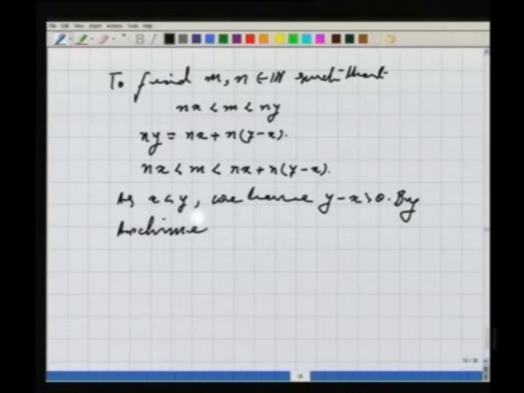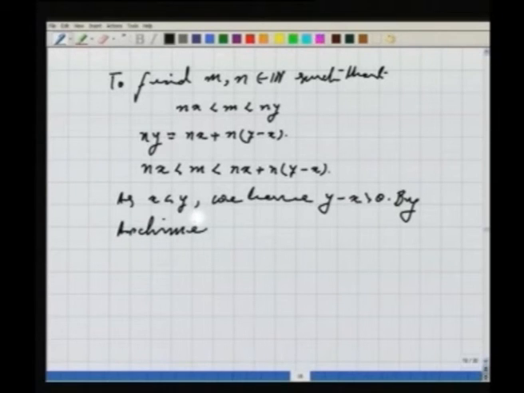What does it say? It says that the distance between this real number, which is actually ny, and this real number is bigger than 10. And if there are two real numbers whose distance is bigger than 10, I can always find a natural number which lies between these two numbers. That is, there exists a natural number m such that nx is less than m and this is less than nx plus n into y minus x. But this right hand number is nothing but ny.